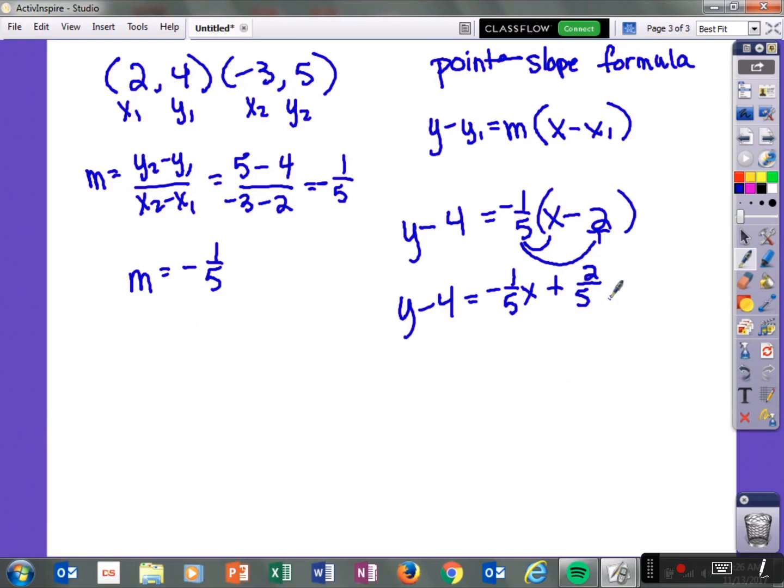All right. Is this in slope-intercept form yet? No, because y is not by itself yet. What's keeping y from being by itself? A minus 4, so we need to do what? Add 4. Are we going to be able to add 4 to this x right here? No. But can we add it to the 2 over 5? Yes.